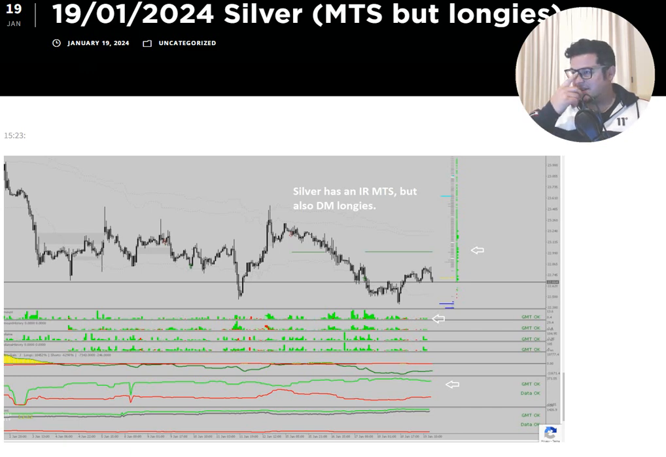This time let's get started with silver, because I just spotted a nice example to explain something. As you see, on the 19th of Jan I wrote silver has an inner range MTS, but also dumb money longies. Remember, this is where you need to really understand the market causality as a whole, because the market is full of dumb money longies, okay, old and new. Overall, you see clearly how in the market we have way more longies than shorties. You see it with this net dumb money indicator and also the other one.